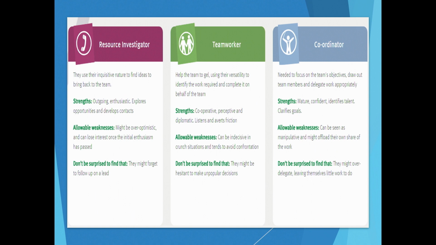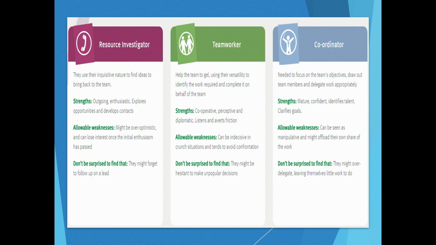And I personally would probably identify with this. I love new ideas and being creative and all the rest. But when the day to day and the norms fit in, maybe the attention goes or the interest wanes slightly. So don't be surprised to find that they might forget to follow up on a lead. Okay, so again, if you're that sort of person, maybe balance out with someone who has those strengths. And it's all about if we know our strengths and our weaknesses, we can find someone who will help balance us out.